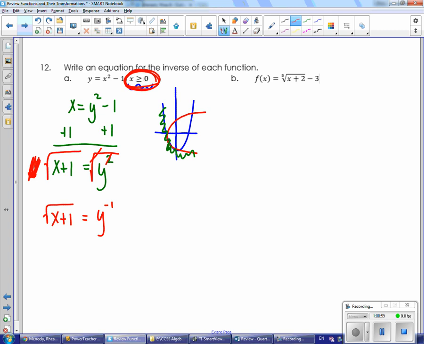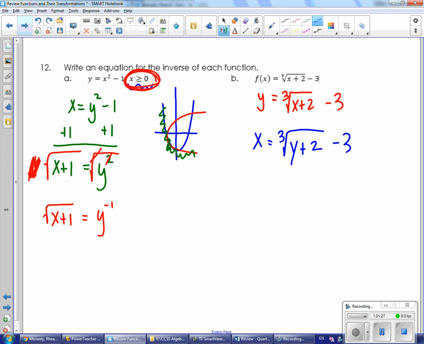In letter B, now I'm dealing with a cube root of x plus 2 minus 3. And this time I'm using function notation, so I'm calling this f of x. But that's still the same thing as y. So this y equals the cube root of x plus 2 minus 3, that's the same thing. I'm just calling it f of x instead of y, but it's the same thing. So our first step is going to be the same as it was before. I'm going to switch my x and y's, and then I want to solve for y.